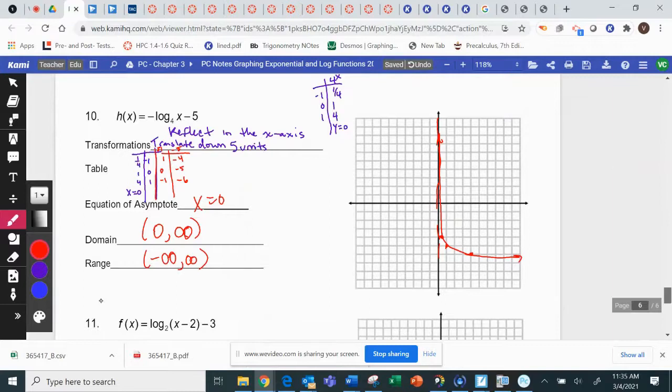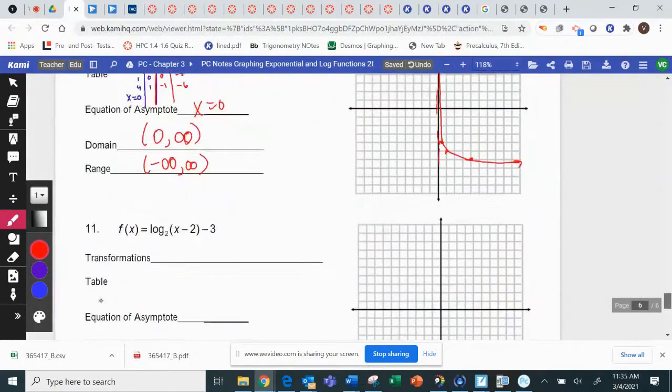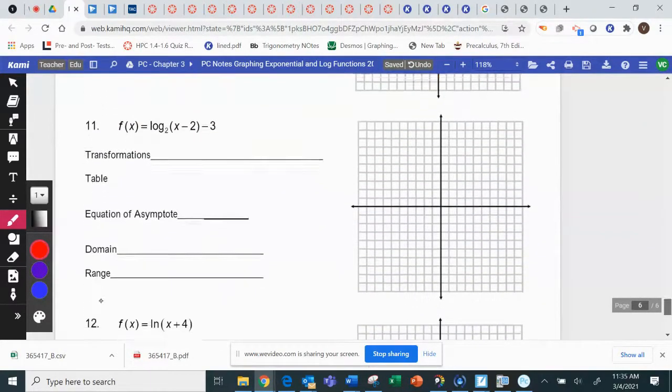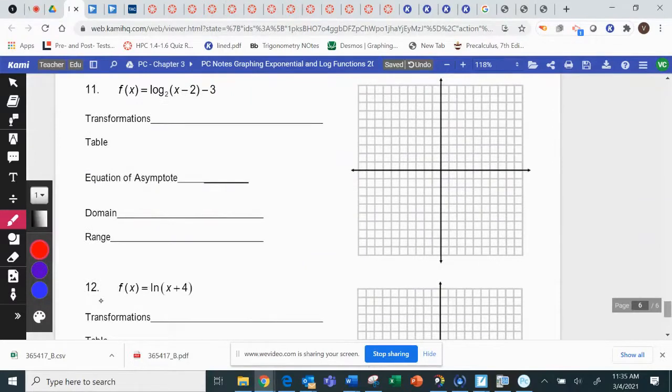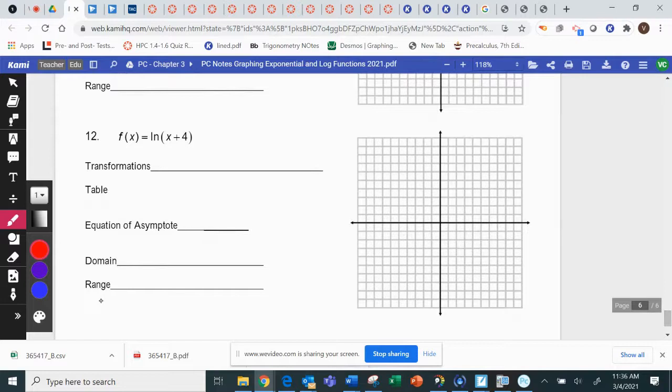How confident do you guys feel? And you look at these last two, do you feel confident you could do them both? So should we try the last one? Let's try the last one. Okay. So I'm going to skip number 11.